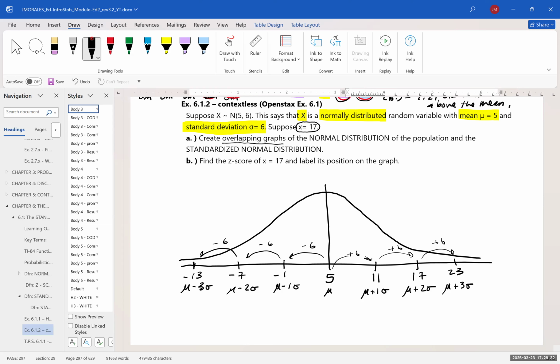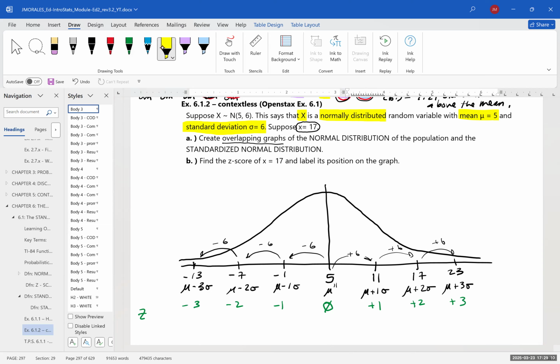Now let's put this on a z-scale. So here the mean was 5. Now on a z-scale, let me use a different color for that. On a z-scale, the center is going to be a z-score of 0. And this will be +1, +2, +3, -1, -2, -3.